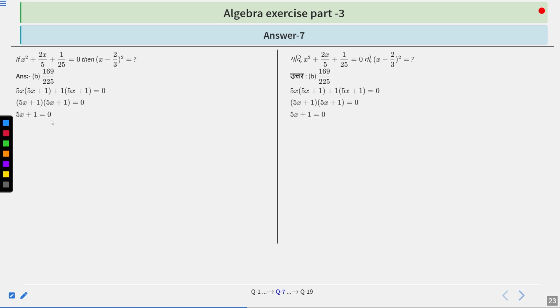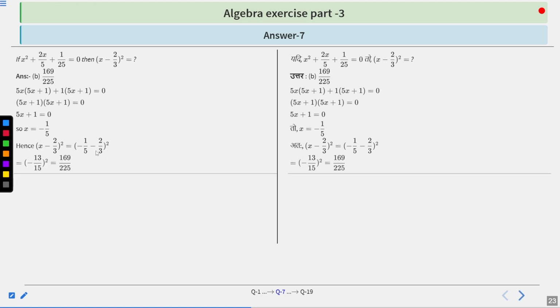So if 5x plus 1 is equal to 0, then x is equal to minus 1 upon 5. Hence, we have to find the value of x minus 2 upon 3's whole square. So at the place of x, we are going to put the value of x, that is minus 1 upon 5. So minus 1 upon 5 minus 2 upon 3's whole square, that is equal to minus 1 upon 5 and minus 2 upon 3 is minus 13 upon 15's whole square. The square of 13 is 169 and the square of 15 is 225, and the square of minus becomes plus. Therefore, option number B, 169 upon 225 is the correct answer.